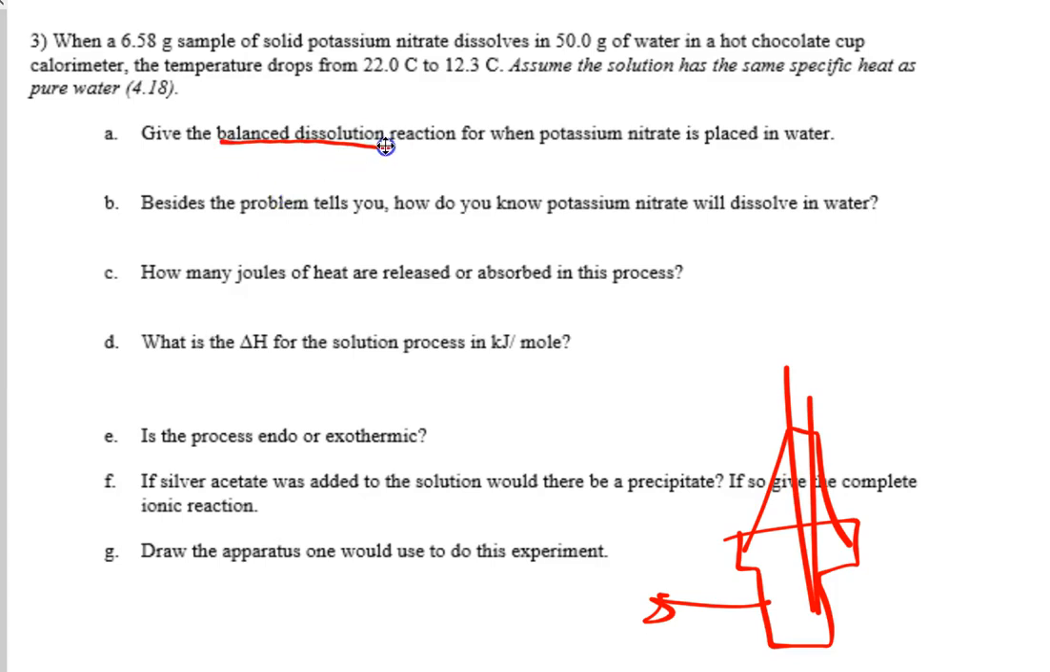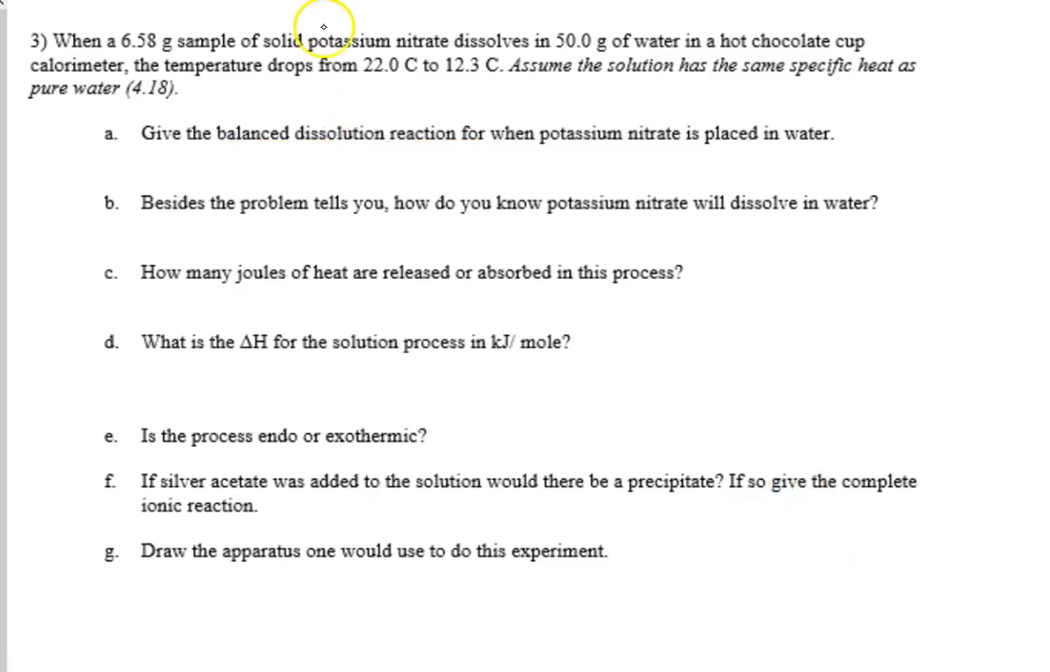Give a balanced dissolution reaction. What's a dissolution reaction? It's not the net ionic. Dissolution means it dissolves. So KNO3 goes to K plus and NO3 minus. It's like the reverse of a net ionic equation. It's how it's breaking apart.